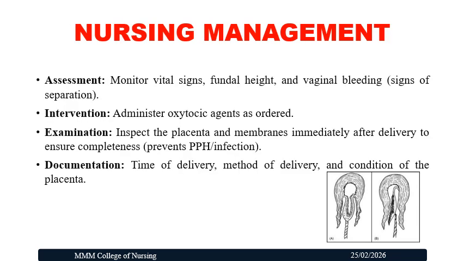Nursing management. First and foremost is assessment: monitor the vital signs, fundal height and vaginal bleeding, and also watch for the signs of placental separation. Intervention: administer the oxytocic agents as ordered by the obstetrician. Examination: immediately after the placental separation, inspect the placenta for any missing cotyledons. Ensure completeness to prevent PPH and infection. Then documentation: time of delivery, method of delivery and condition of the placenta.